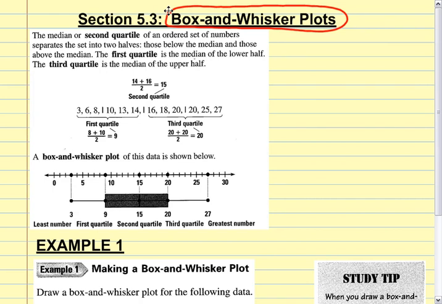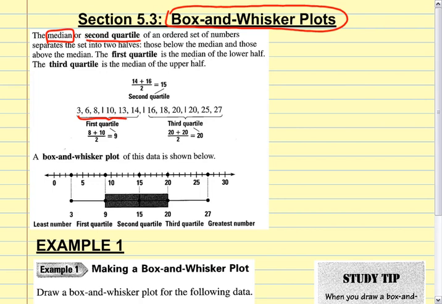Now, the median, or the second quartile. You're going to see we're going to divide this thing up into 4 parts, okay? That's why we use the term quartile. The median of all the numbers is called the second quartile. The second quartile of an ordered set of numbers separates the set into 2 halves, those below the median and those above the median, okay? The first quartile is the median of the lower half.